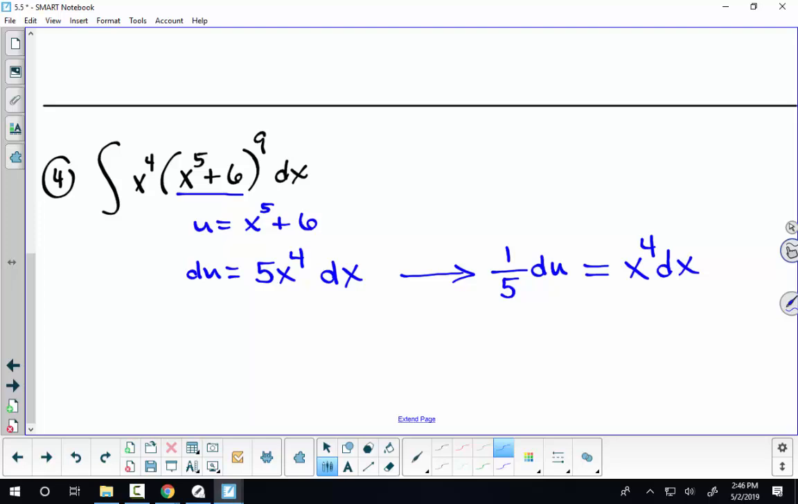Which is what's present in the integrand here. X to the 4th and the dx was what we were trying to take care of. So if your derivatives differ by a constant, that's fine. You just divide by that constant. We've now accounted for x to the 4th dx by 1/5 du. Is everyone all right with that step? So our x to the fourth dx is turning into 1/5 du.